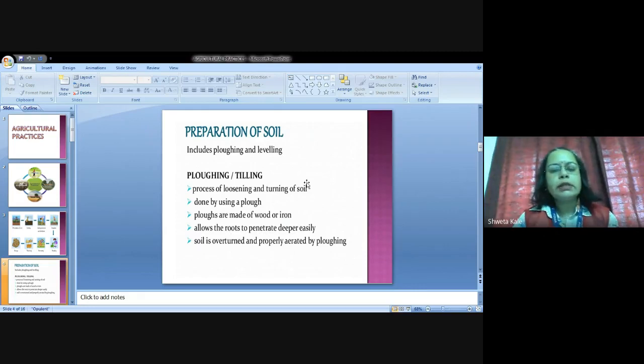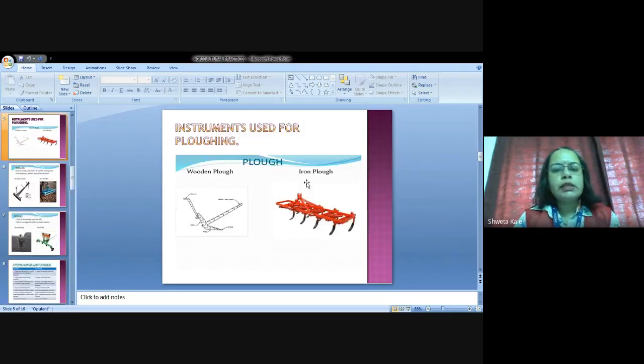This plowing is done with the help of a plow. This plow can be made of iron, as well as of wood. The advantages of plowing are that it helps the soil to get its nutrients, and it allows the roots to penetrate deeper inside the soil. Next one. These are the instruments which are used for plowing. One is the wooden plow and one is the iron plow. As we have already seen, there are two types: wooden plow and iron plow.